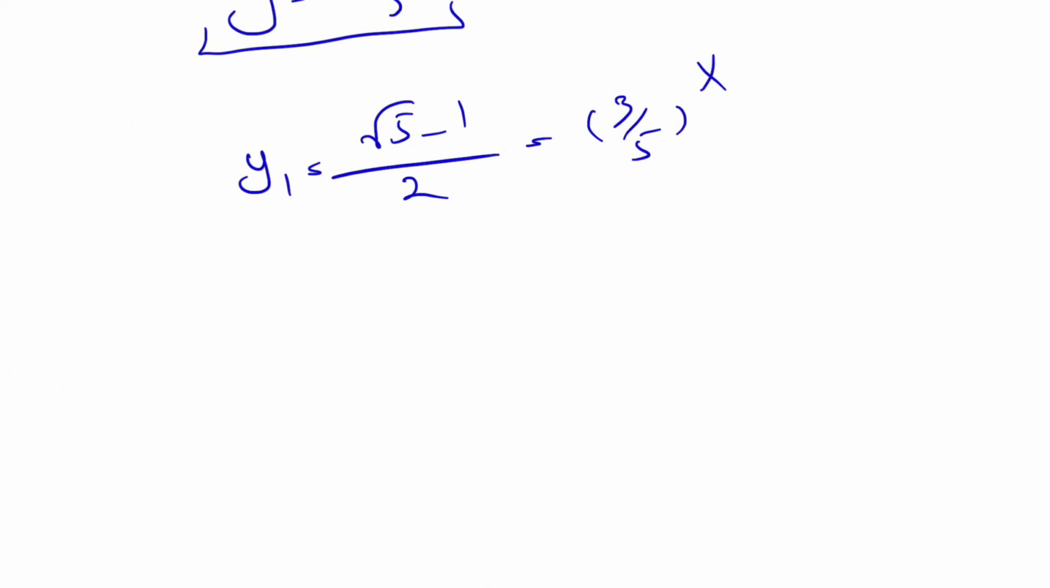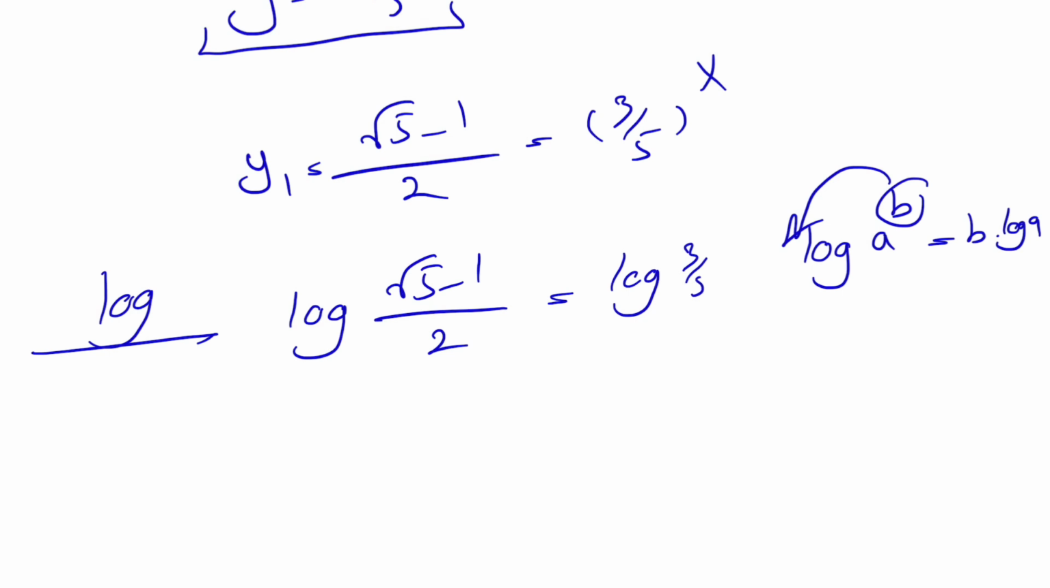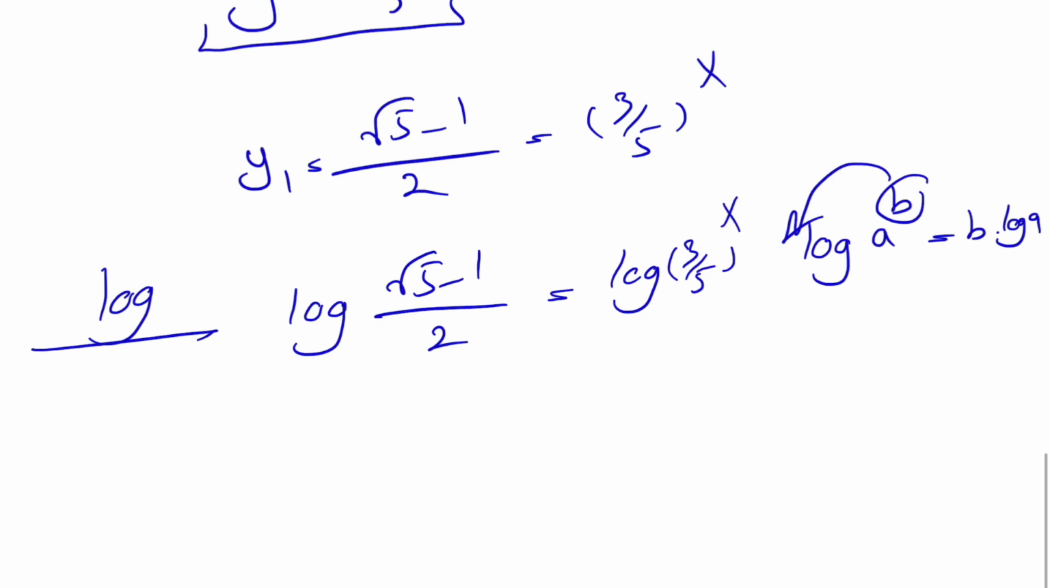We'll go with the common way in these kinds of situations, where we do the log. We know the log of a to the b will be equal to b times log of a. Basically this b likes to go in the back, and if we do the same thing, we do log on each side, which will be log of square root of 5 minus 1 divided by 2 is equal to log of 3 over 5 to the power of x.